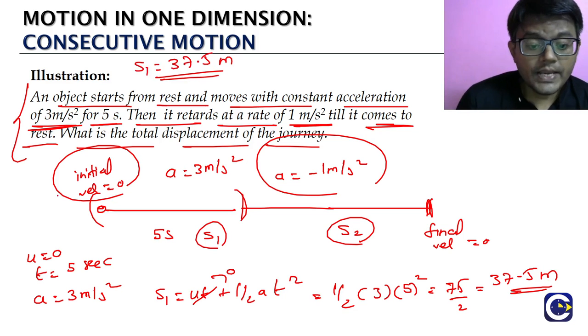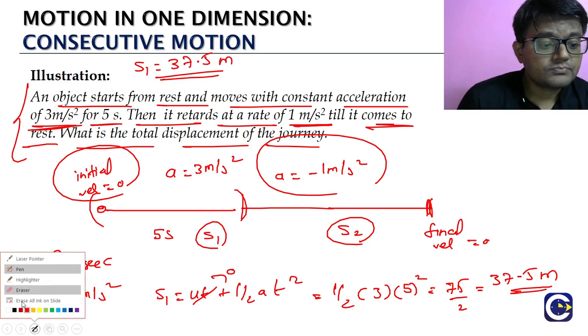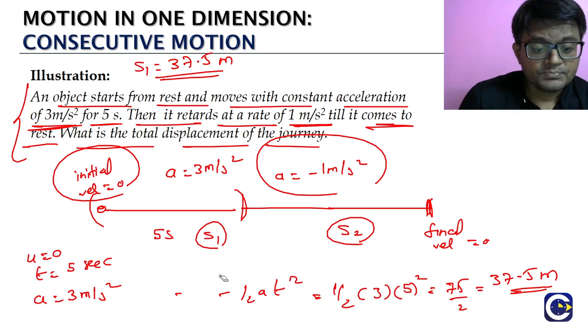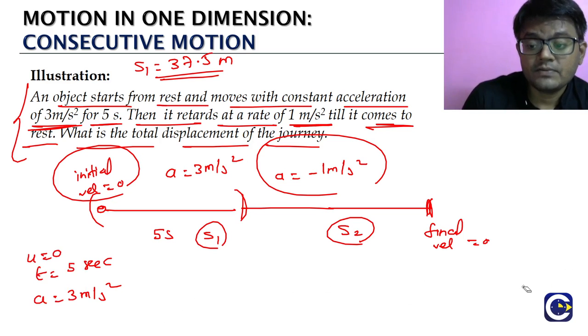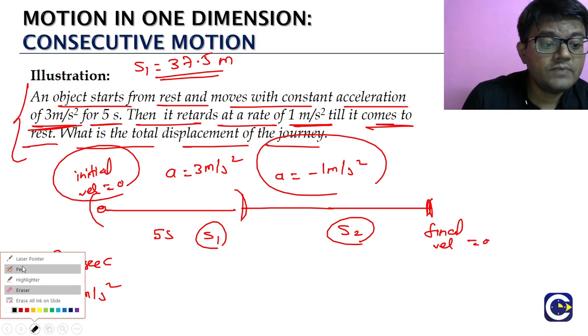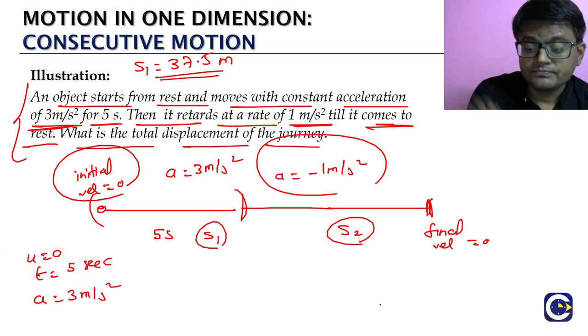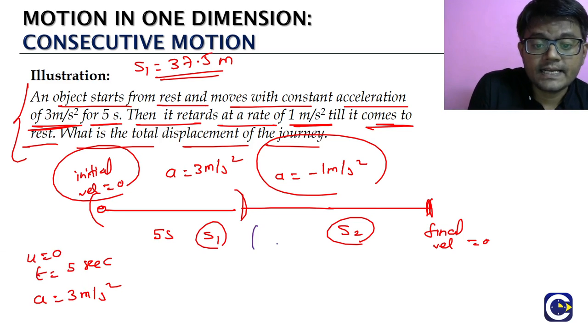Okay. Now we need to look at the second part of the journey. So we are done with the first part, that's why I'm erasing it. Second part of the journey. What is the information we have about the second part of the journey? I'll use a different color marker so that we can see. This is the second part, right?